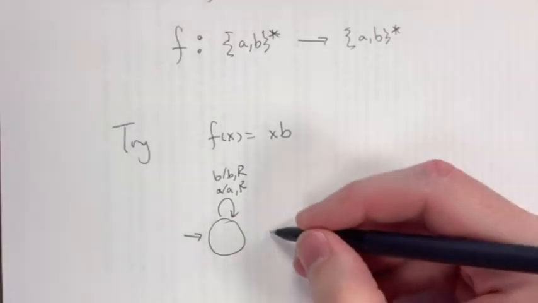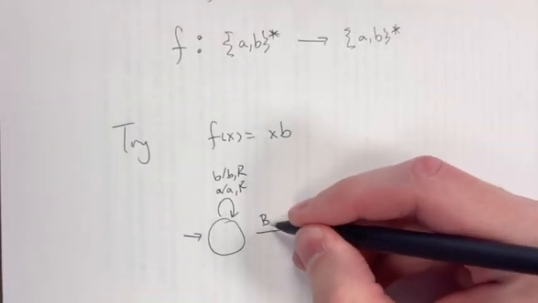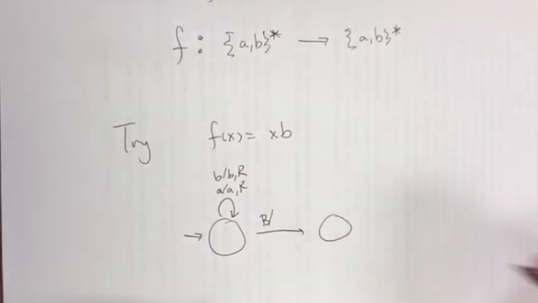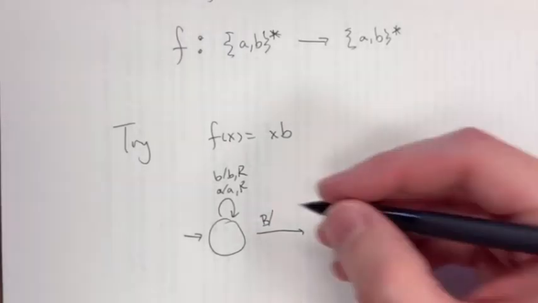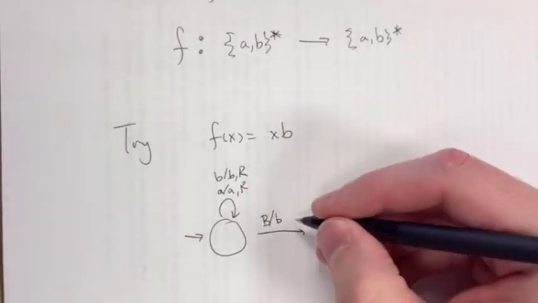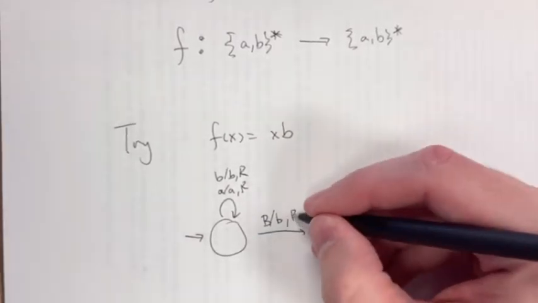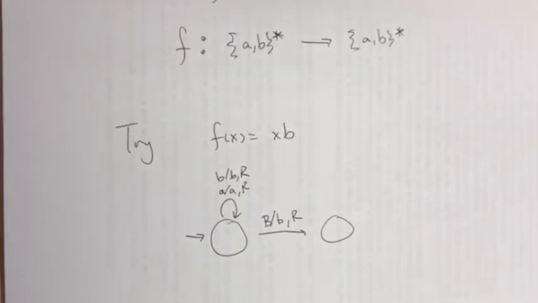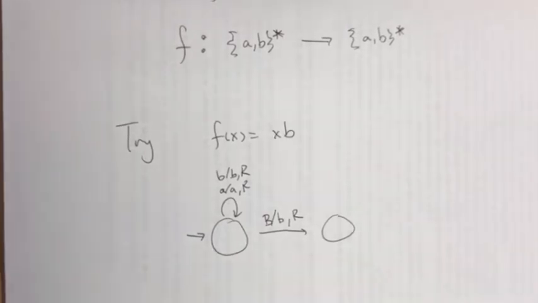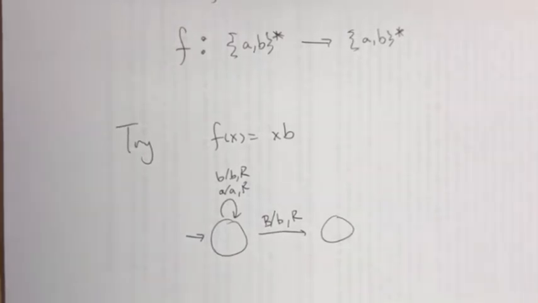So I'm going to have an arrow going somewhere else with the blank. And I think we should change the blank to a B, right? Because that's our goal, is to stick a B on the end. So I'm going to say blank B R, I guess, although that doesn't matter. And I think that's it. Then the machine should stop. So this is what it takes to put a B on the end. All right? Great.